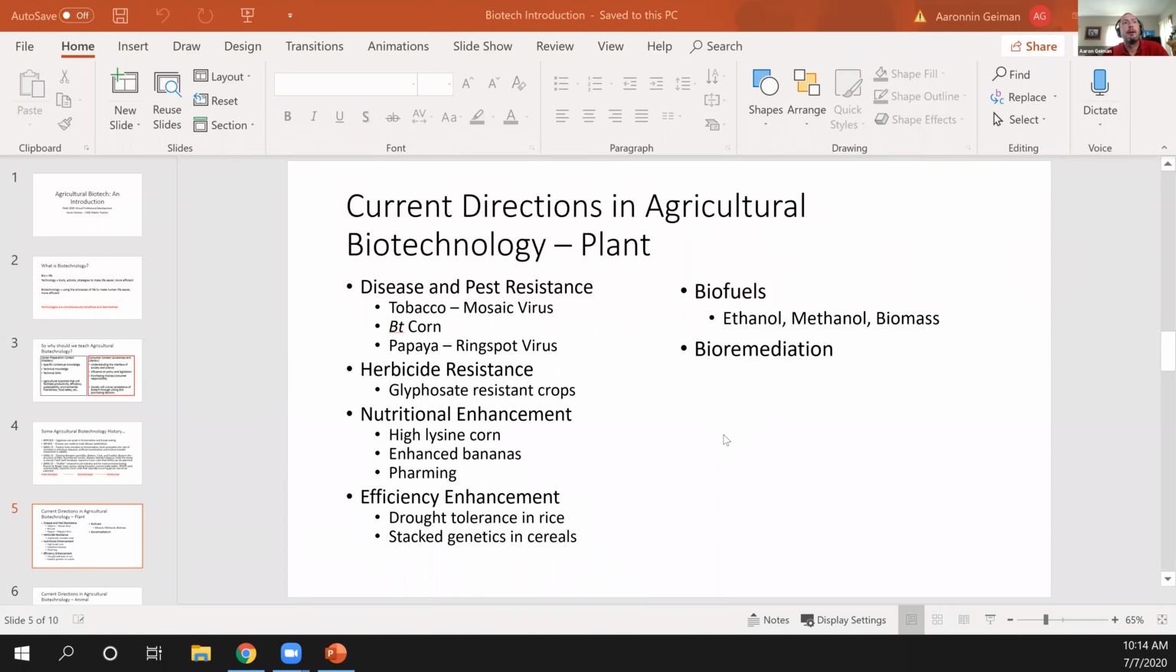And of course, then efficiency enhancements, which were some of the first things that scientists were looking at, such as the stacked genetics in cereal grains, quadruploid and tetraploid genes put into wheat and barley and stuff like that, or drought tolerance in rice.